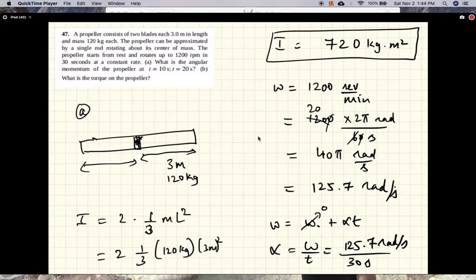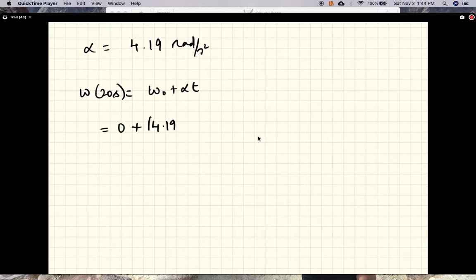All right, so alpha, the angular acceleration, is 125.7 divided by 30, 4.19 radians per second squared. All right, so omega at 20 seconds will be omega naught plus alpha t, equal to 0 plus 4.19 radians per second squared times 20 seconds. So the angular velocity at 20 seconds is 83.8 radians per second.